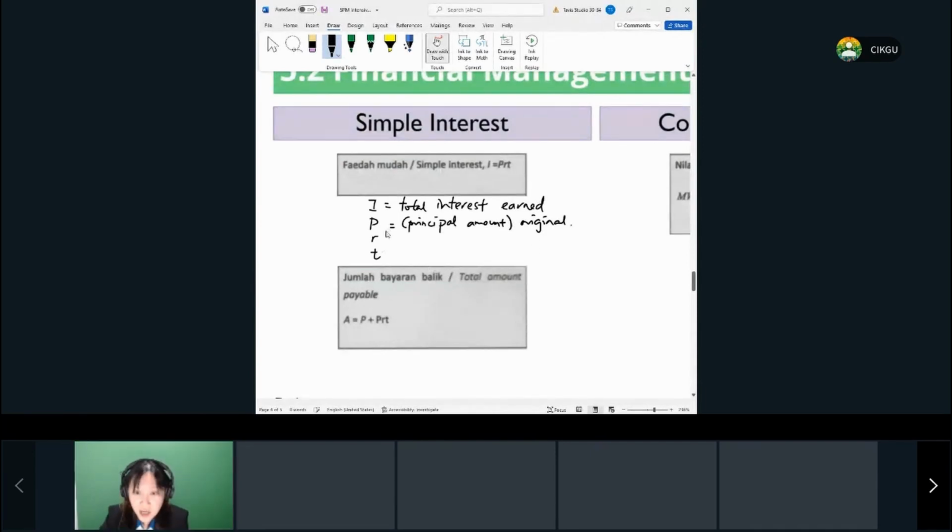R means the interest rate. R stands for rate. The interest rate is always given in terms of percent. So when, let's say, the interest rate is 1%, when you substitute this in, you must do 1 over 100. That's what it means. 1% is 1 over 100, 2% is 2 over 100. So percent means over 100. When you substitute, you need to make sure it's always the percent over 100.